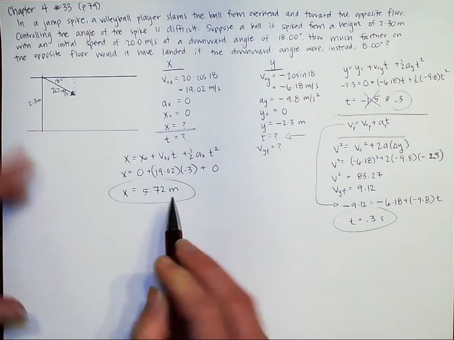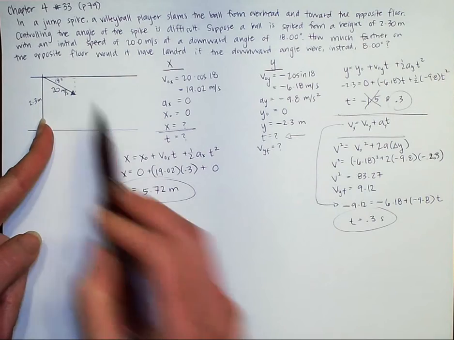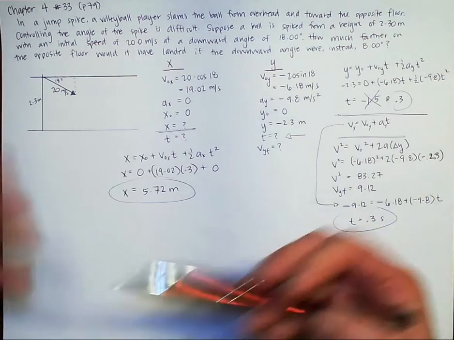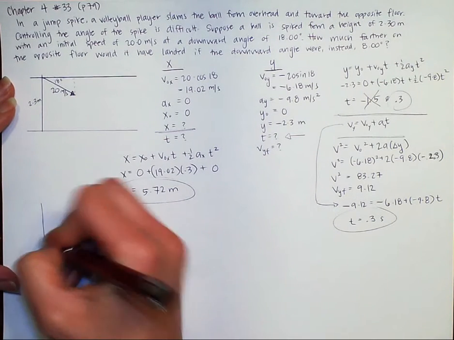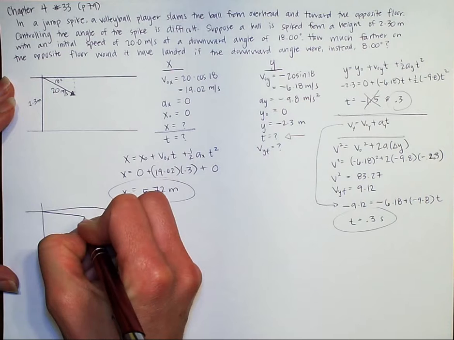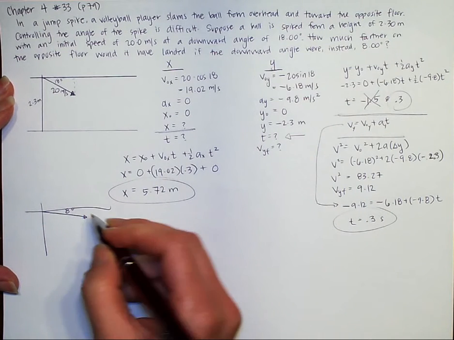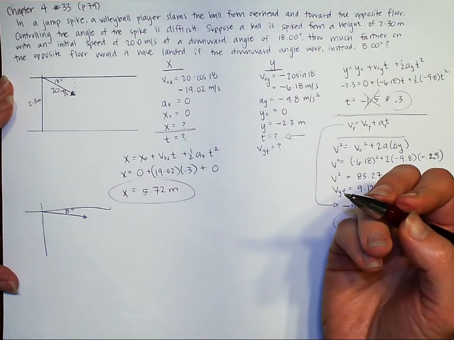So now what we figured out is how far it goes in the x direction if we're spiking it at 18 degrees. And so if I want to know how much further it goes with 8 degrees, then I'll have to do the problem essentially all over again, but with a different angle. And so I will sketch that quickly. So here is now our 8-degree angle. And we're going to go through the exact same process.